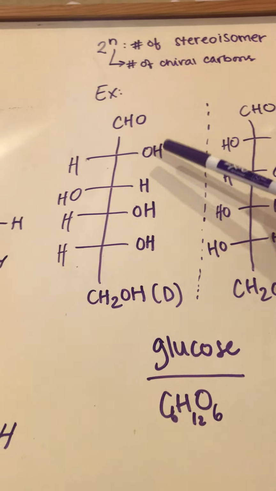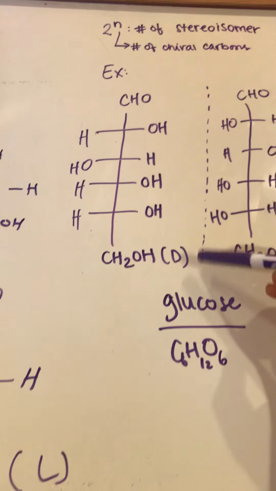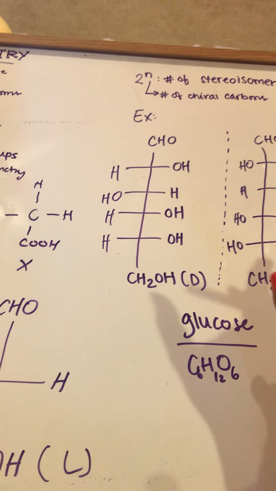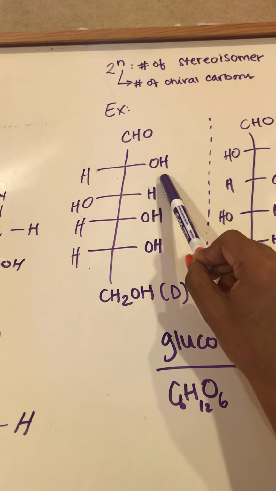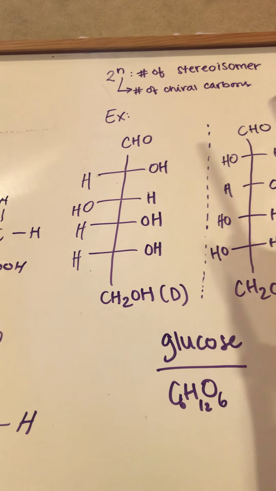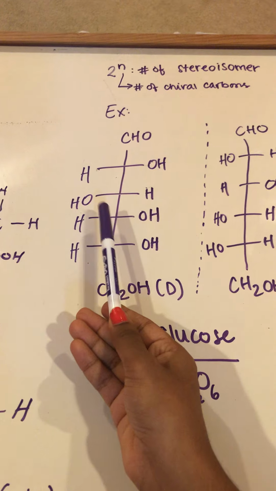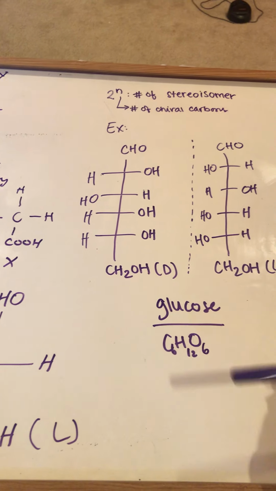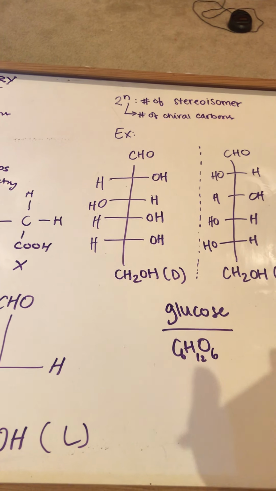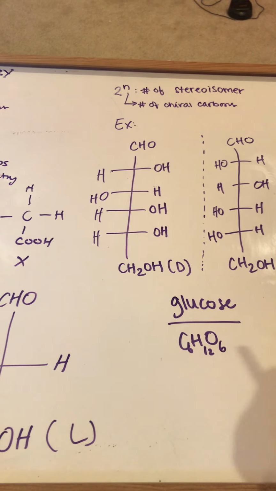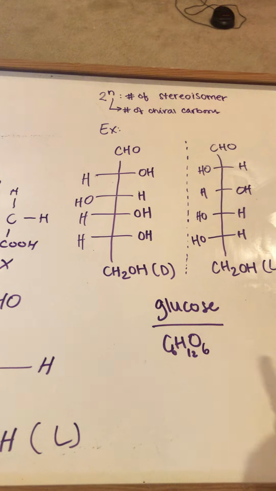Once again, you see the OH over here, and this little dashed line over here is the mirror. So if you were to see a mirror image of it, you would see that you have the OH group on the right here, but you would have the OH group on the left. So if you tried to put these on top of each other, they would not line up, which would make these enantiomers.